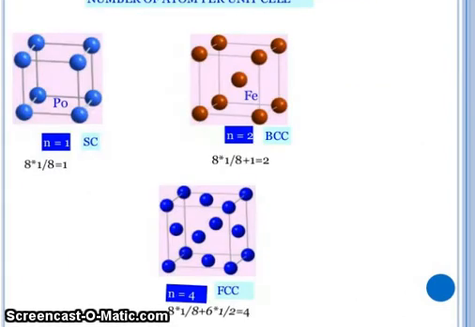Now sharing of corner atom with 8 neighboring unit cells. Now number of atoms per unit cell: polonium simple cubic n is equal to 1, BCC n is equal to 2, FCC n is equal to 4.